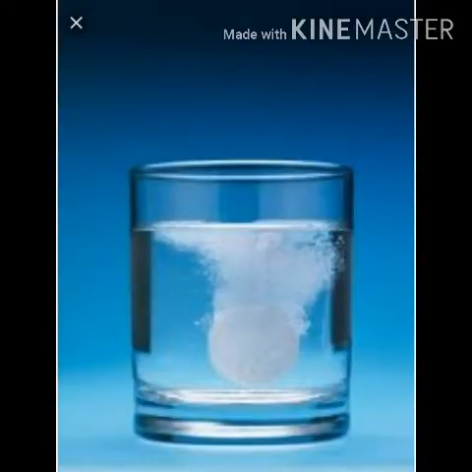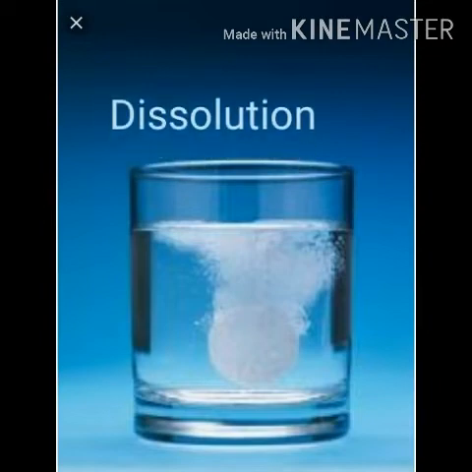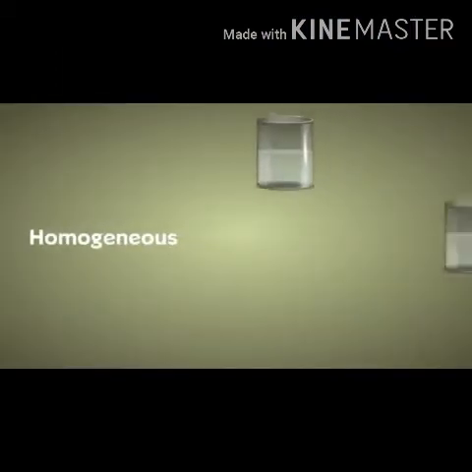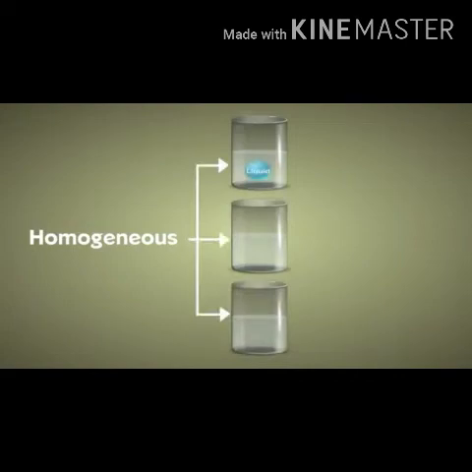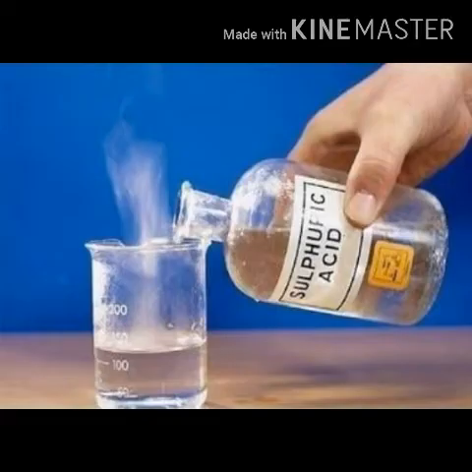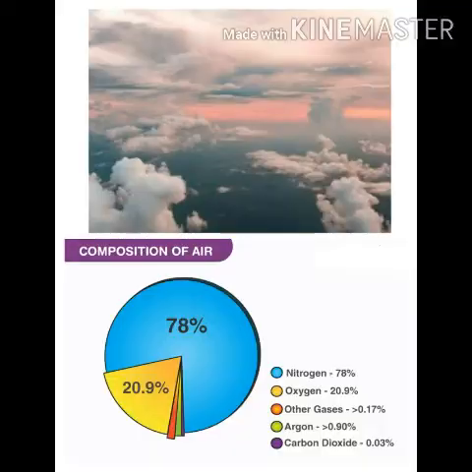The process of forming a solution by mixing solutes in a solvent is called dissolution. Homogeneous mixtures are classified into different types based on the solvent and solute, like liquid in liquid solution, solid in liquid solution and gas in liquid solution. Vinegar and dilute sulfuric acid are examples of liquid in liquid solution. Air is an example of gas in gas solution.